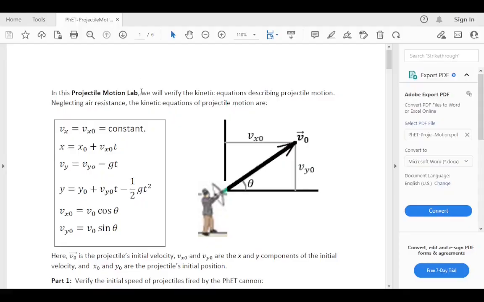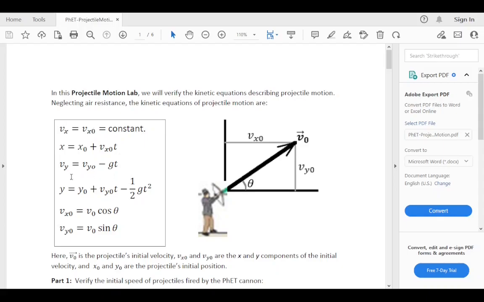In this lab we want to verify the kinetic description of projectile motion. That is, we want to verify that these equations, the 6 equations shown right here, accurately describe the motion of a projectile once it's been launched, or in our case fired from a PhET cannon. So these equations describe projectile motion.